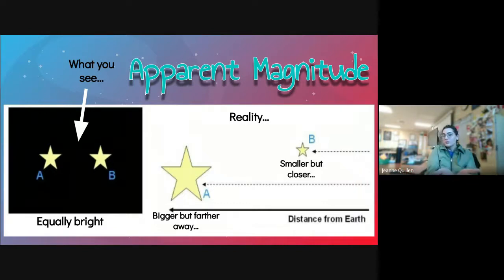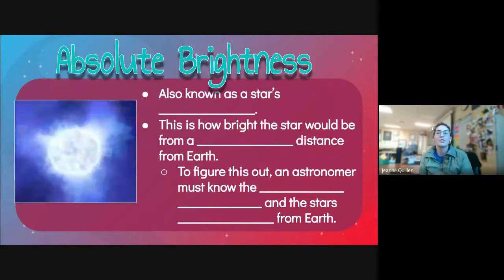And so these two stars have the same apparent magnitude, but are they the same type of star? Are they equally bright? No. And so apparent magnitude is useful, but it's not perfect because it doesn't tell us the true brightness of a star. And that leads us to our next term, which is absolute brightness. This is also known as a star's luminosity. This is the true brightness of a star. This is how bright the star would be from a set or standard distance from Earth.